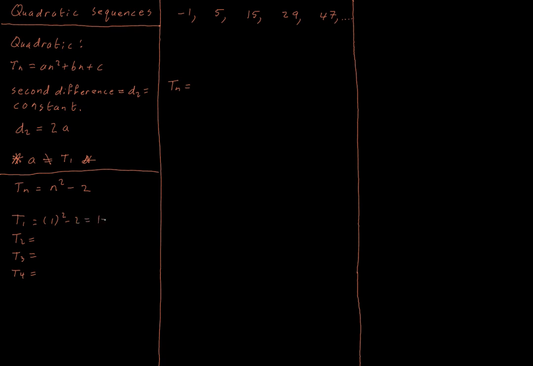And we end up with 1 minus 2, which is minus 1. And then 2 squared minus 2. We end up with 4 minus 2, which is 2. And 3 squared minus 2 is 9 minus 2, which is 7. And 4 squared minus 2 is 16 minus 2, which is 14. Now, so we've used this formula here to generate the numbers in our list, to generate the terms in our pattern.